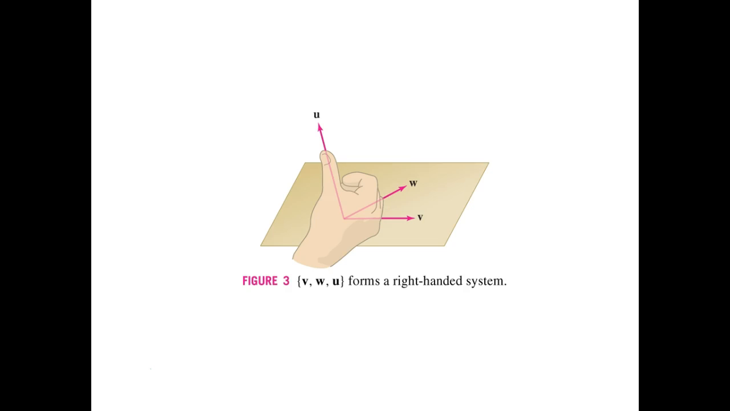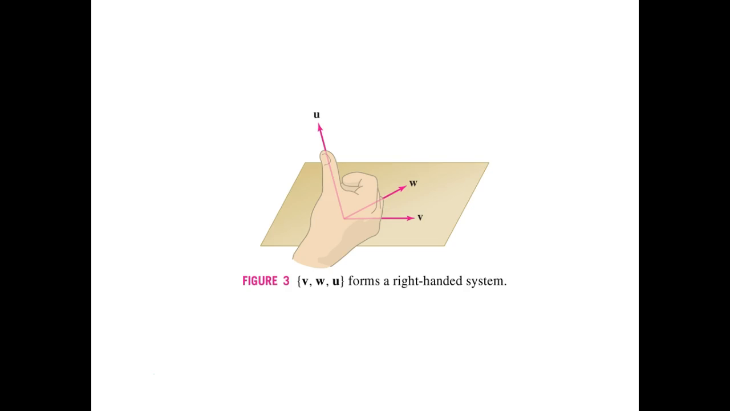So if it's V cross W, point your fingers with your right hand in the direction of V, and bend them in the direction of W. That's going to be the direction of your cross product. If V were where W is, and W were where V is, then it's going to point down. Exactly the opposite of that. So V, W, U, where U is the cross product, forms a right-handed system, just like I, J, K would be right-handed.